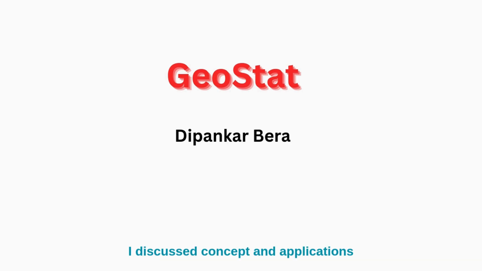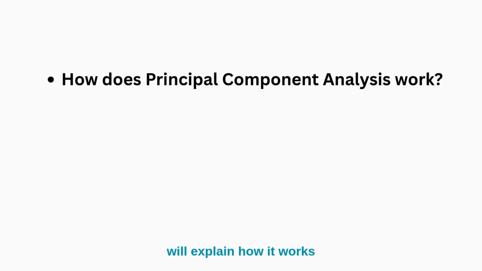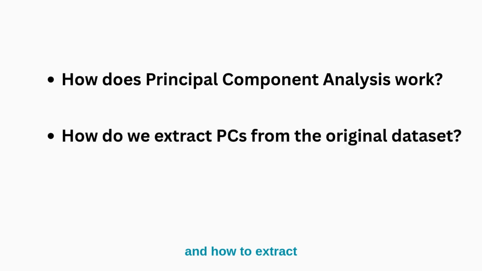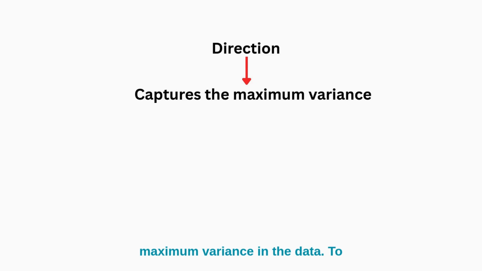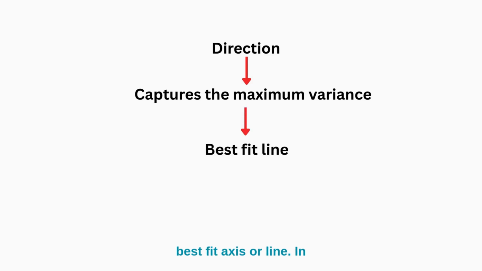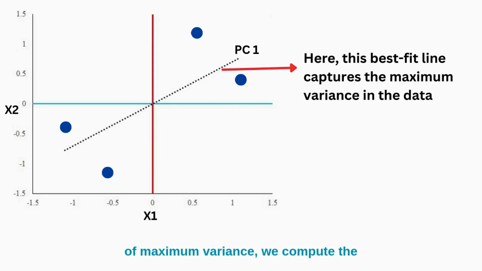In the previous video, I discussed the concept and applications of principal components. Now I will explain how it works and how to extract principal components from the original datasets. A principal component represents a direction that captures the maximum variance in the data. To find this direction, we compute the best fit axis or line. In other words, to quantify the direction of maximum variance, we compute the best fit line through the data.